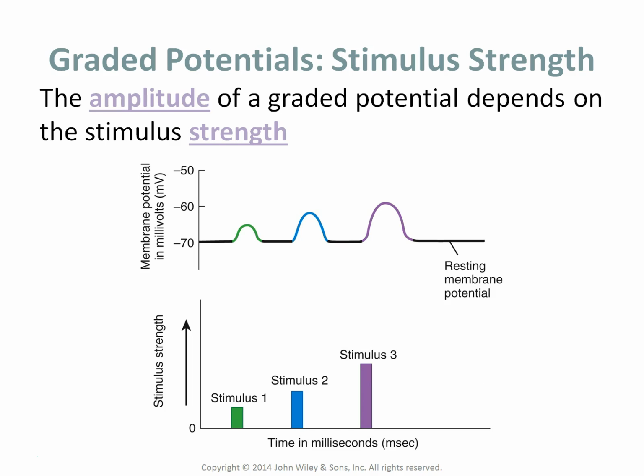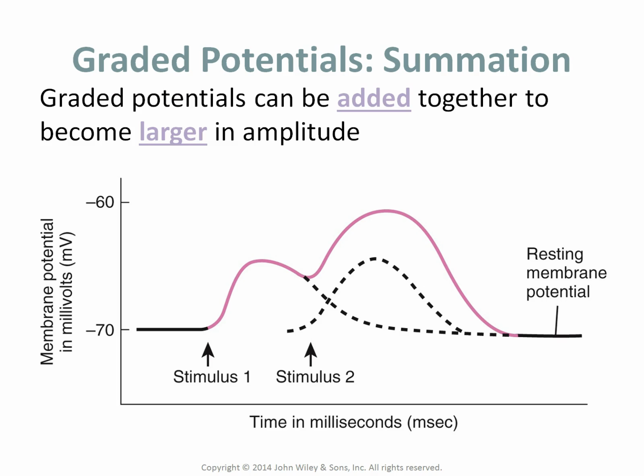During a graded potential, the stimulus strength makes a difference. If we have a small stimulus, it will cause a small change in membrane potential. If we have a big stimulus, it will cause a large change in membrane potential and get us closer to threshold. Graded potentials or local potentials can be added together to become larger in amplitude. If we signal a cell a second time before it's recovered from the first signal, then it will be an additive response.